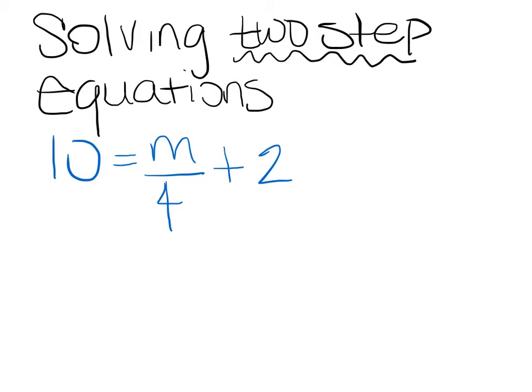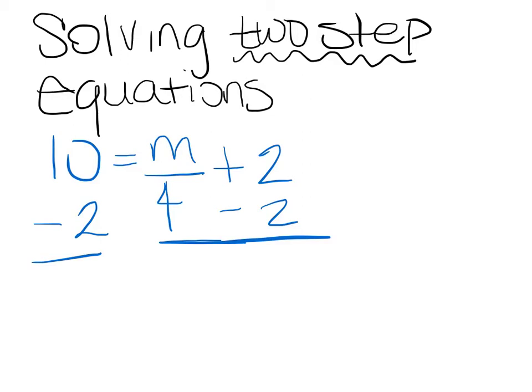So we're going to start with the number that's farthest away from the variable. So we're going to first add and subtract, and then multiply or divide, okay? So in this case, we have addition. So the inverse operation is subtraction. So I'm going to subtract 2 from both sides. Remember, whatever we do to one side, we have to do to the other.